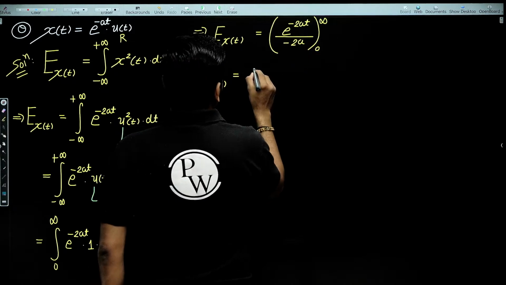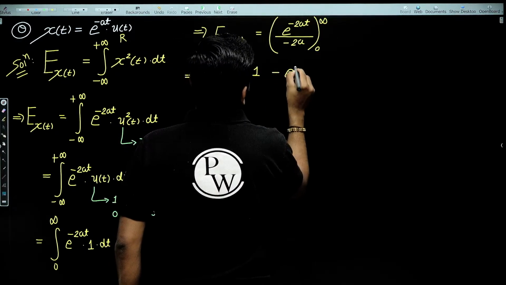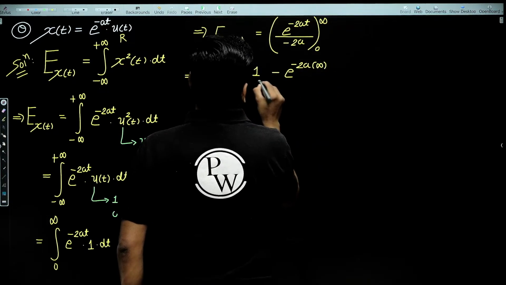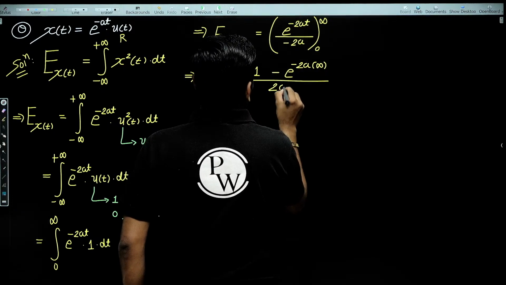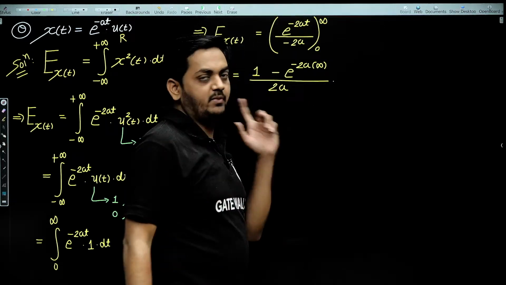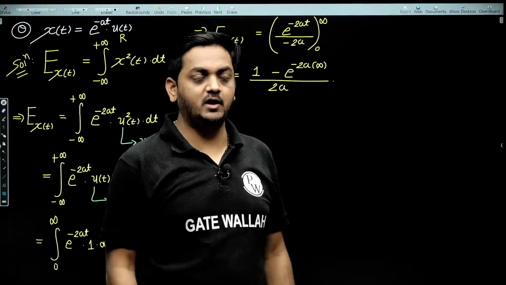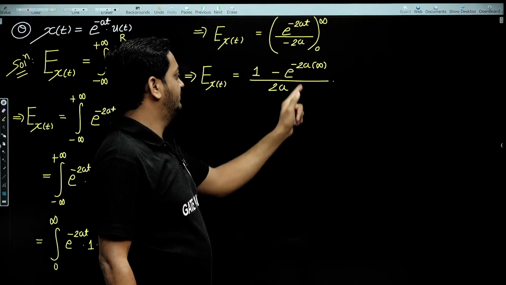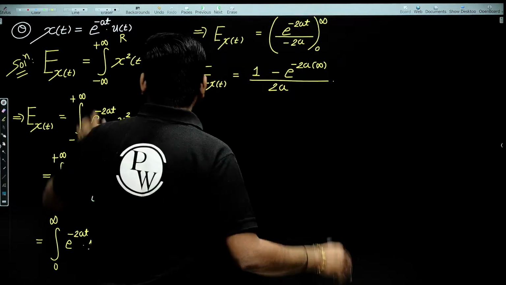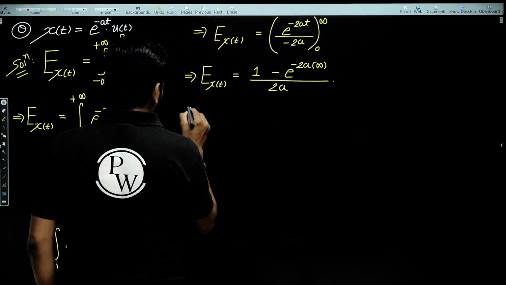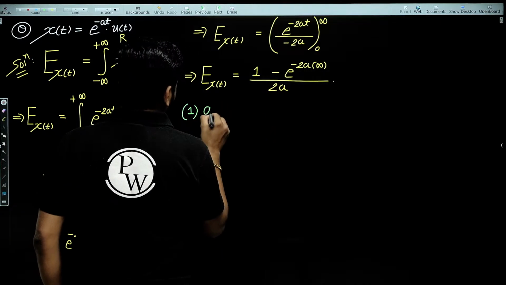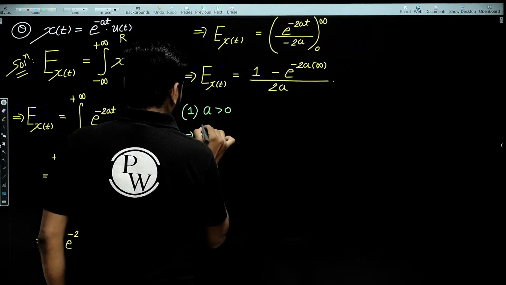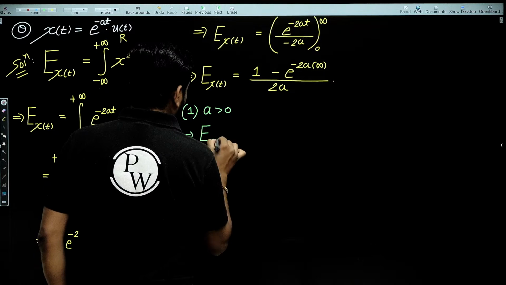If we put 0, then we get (1 minus e to the power minus 2a times infinity) divided by 2a. Now the answer can be infinite or it can be less than infinite. It completely depends on the value of a. This power can be plus infinite or minus infinite, depending on the value of a. Suppose a is positive, then the energy will be finite or infinite? Tell me in the comment box.